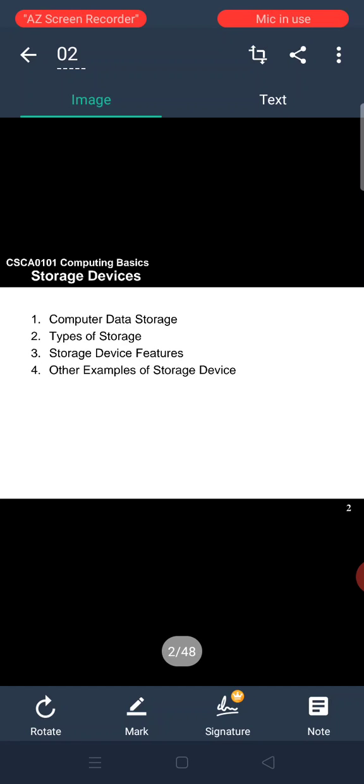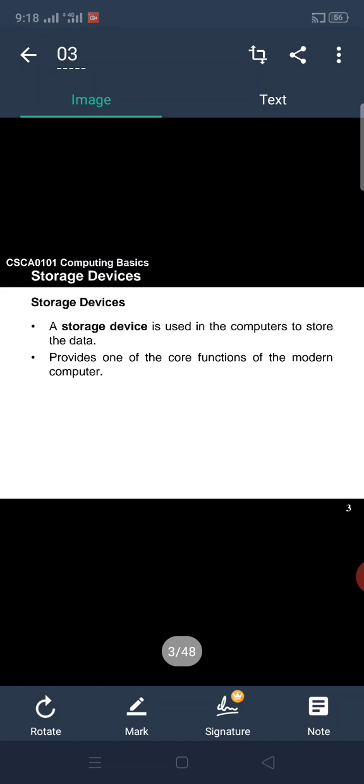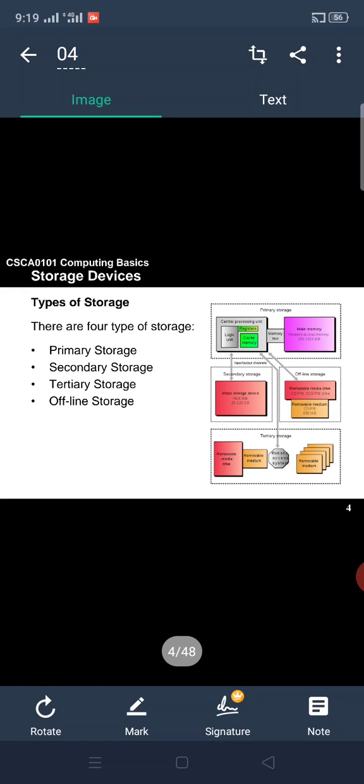In today's lecture, we will discuss what is computer storage and types of storage device features and other examples of storage devices. Storage devices are used in the computer to store the data, and this is the core or main function of the modern computer. There are four types of storage devices: primary storage, secondary storage, tertiary storage, and offline storage.